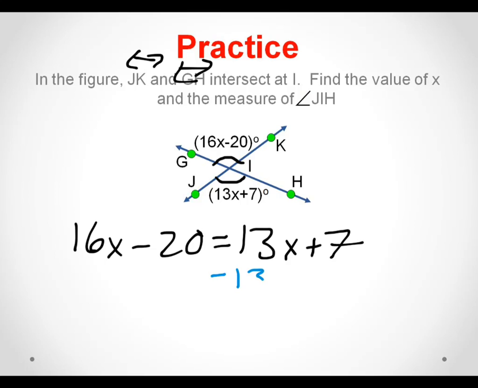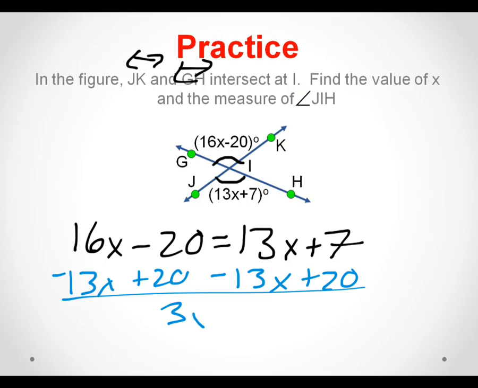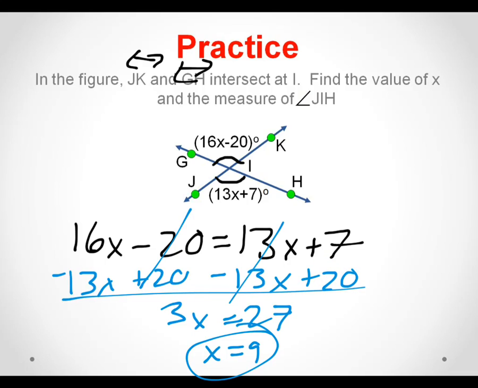You move the 13x to the other side of the equal sign, move the 20 over. You'd get something like 3x is 27. Divide both sides by 3, and x would be 9, right? So I did kind of multiple steps at once there. Yeah, that would go away, that would go away. All right, so x is 9.